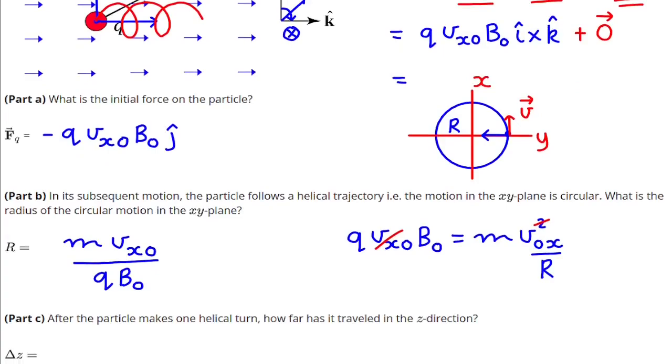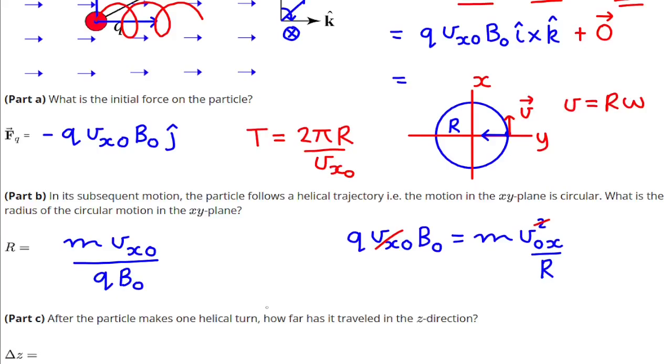And in part C, after the particle makes one helical turn, how far has it travelled in the z direction? Well, the time taken for the particle to travel in a circle in the xy plane, being the period, is 2 pi on the angular speed, where the tangent speed is r omega. So 2 pi on omega gives 2 pi r on v. And the tangent speed is Vx naught.